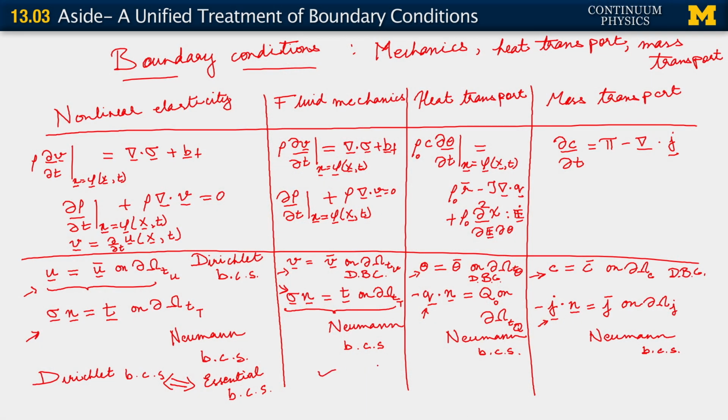But this is natural. So this is not natural. This is how it's often done. So people will often, instead of properly calling something a Dirichlet boundary condition, call it an essential boundary condition, and that may happen in these cases also.